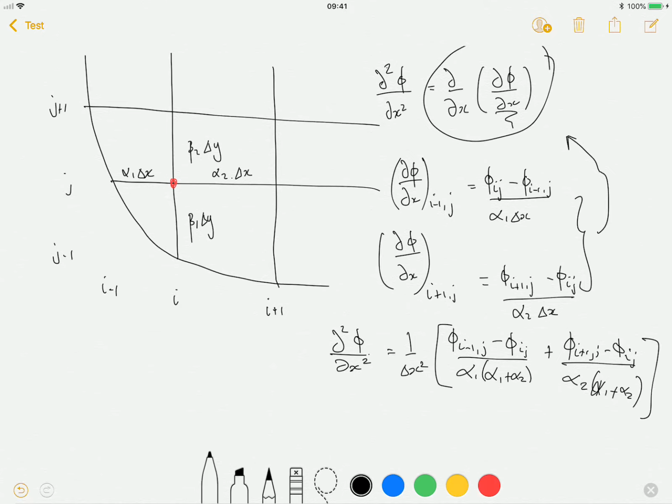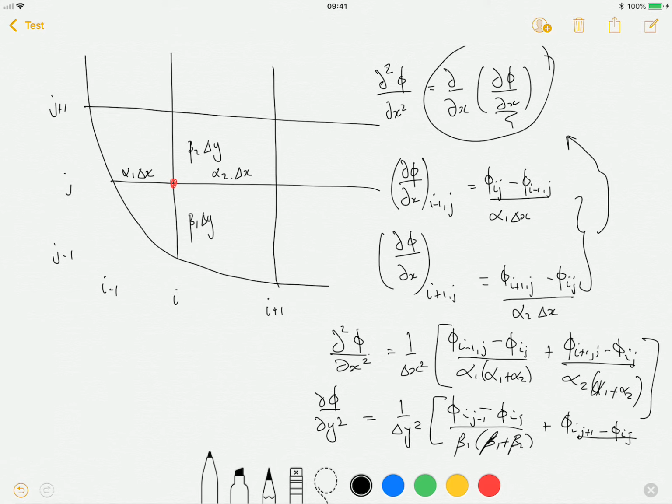And similarly in the y direction, d squared phi by dy squared is 1 over delta y squared. Here we have phi of i j minus 1 minus phi ij over beta 1 times beta 1 plus beta 2, plus phi of i j plus 1 minus phi ij over beta 2 multiplied by beta 1 plus beta 2.